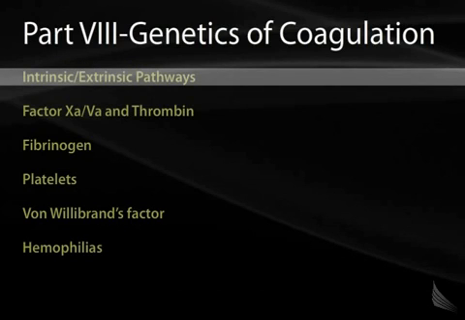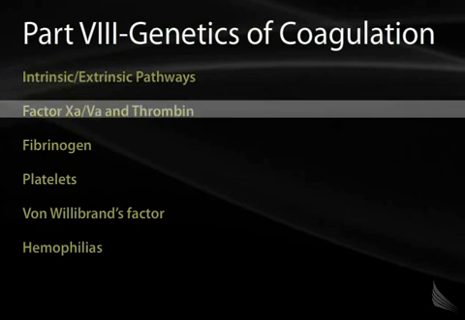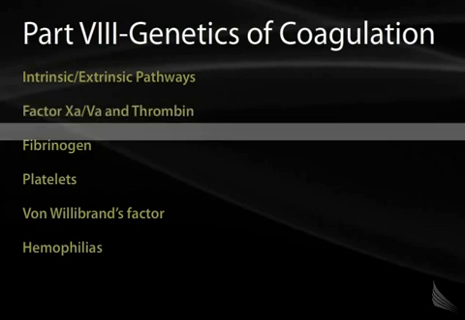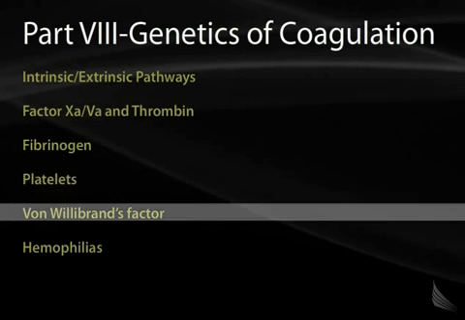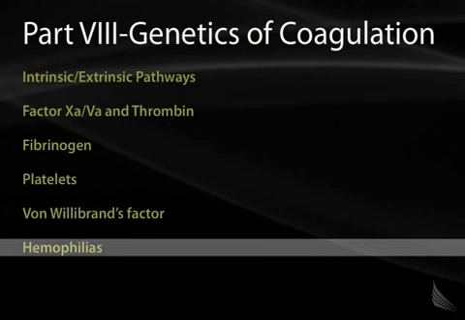Now, moving on to the genetics of coagulation. We can discuss the intrinsic and extrinsic pathways, factor 10A, 5A, and thrombin, fibrinogen, and platelets. We can also discuss von Willebrand's factor. These all lead to diseases such as the hemophilias, dysfibrinogenemia, platelet disorders, and von Willebrand's disease.